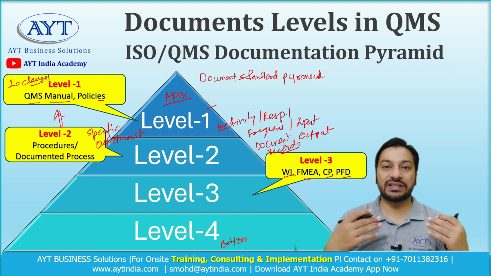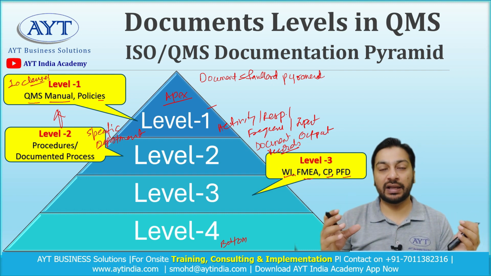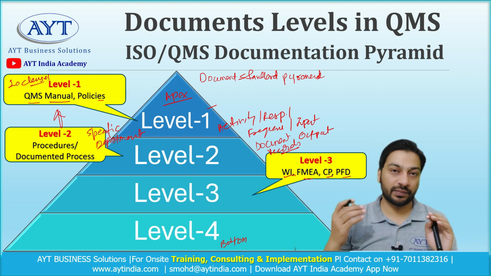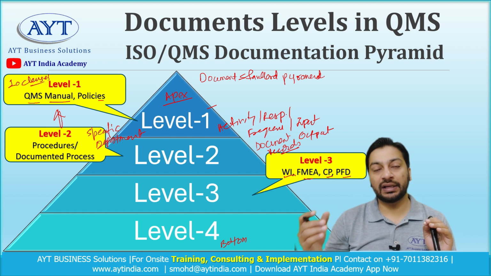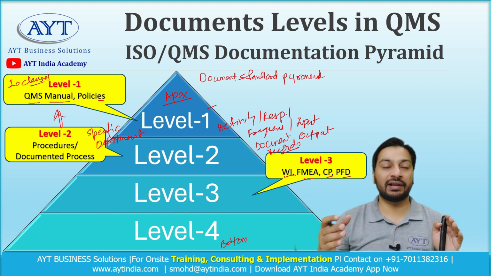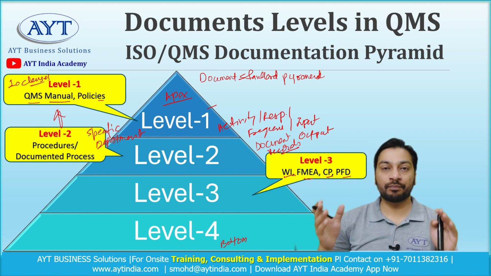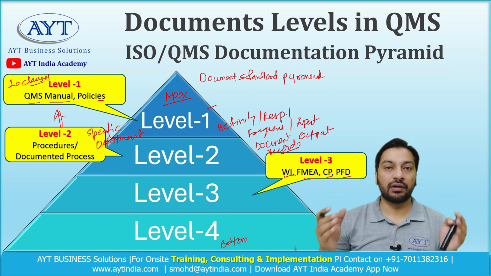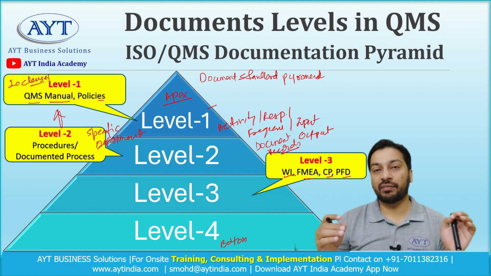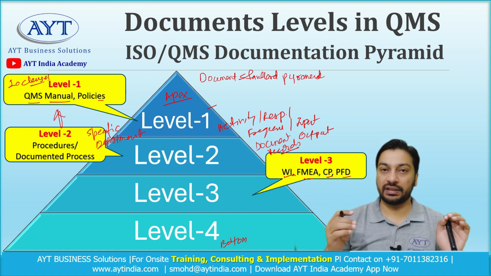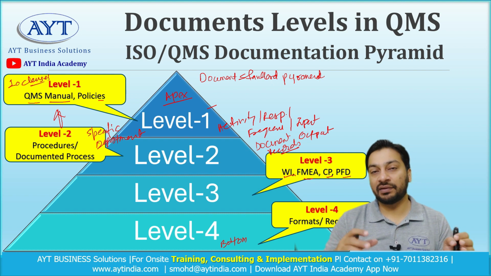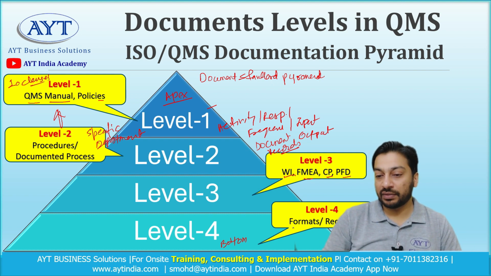So what is done? First, the manual is created. Then, according to the manual, the procedures are written, and within them come our work instructions, control plans, and process flow diagrams. All of these are included in our level 3 documents. And the last level is level 4: our formats and records.